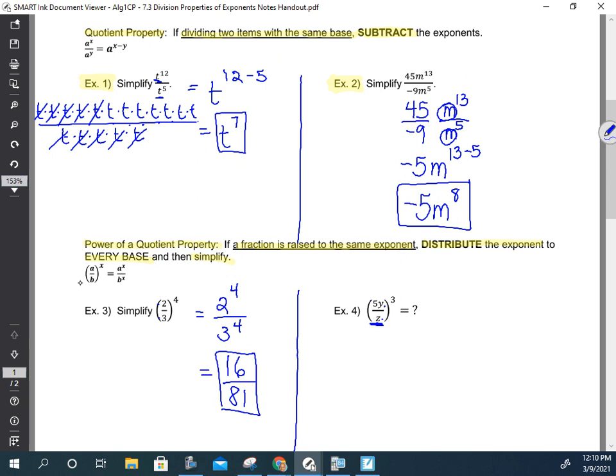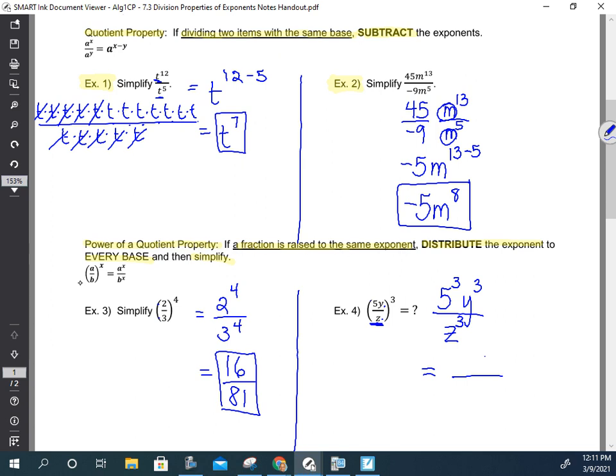So it does not discriminate. If it's a number in there, it gets it. If it's a variable in there, it gets it too. We are not going to discriminate. So 5 gets raised to the 3rd power. Y gets raised to the 3rd power. And Z gets raised to the 3rd power. So everything gets it. So the only thing we have to do is to simplify.